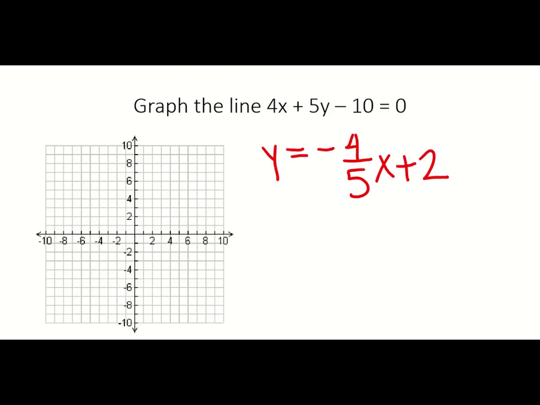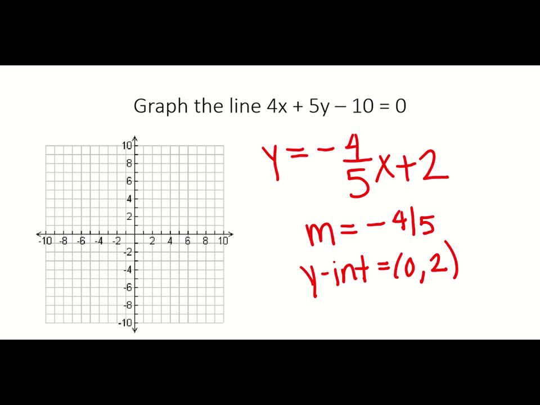So now we want to graph 4x plus 5y minus 10 equals 0. So we're going to use the slope-intercept form that we just found, y equals negative 4 fifths x plus 2, to identify that our slope is negative 4 fifths and that our y-intercept is the point 0, 2. So we're going to plot a point at 0, 2 and then count our slope, rise over run. We need to rise negative 4 and run positive 5 and plot our next point.